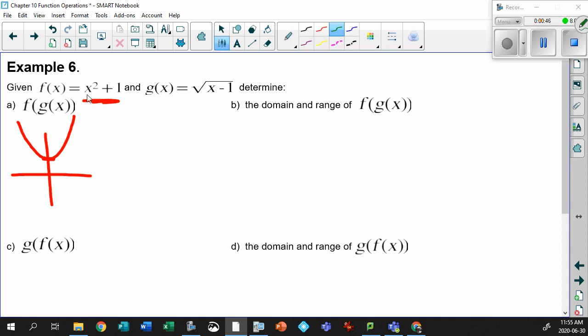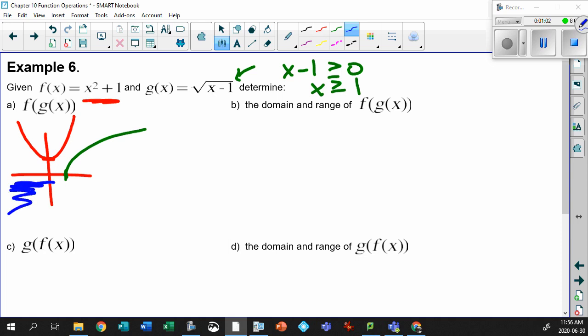There's your g of x, which is going to have a restriction. G of x means x minus 1 has got to be greater than or equal to 0. Bring the 1 over. It's got to be greater than or equal to positive 1. So it's going to start off here at 1, and it's going to go this way. So I like determining the domain right off the bat. You know and I know there's nothing out here for one of the graphs. So my domain, I bet you, is going to start right there at 1.